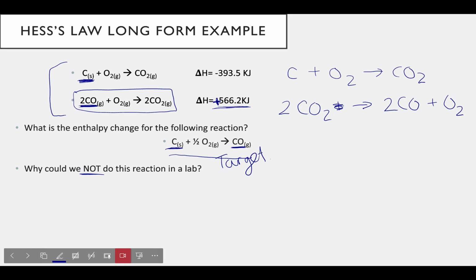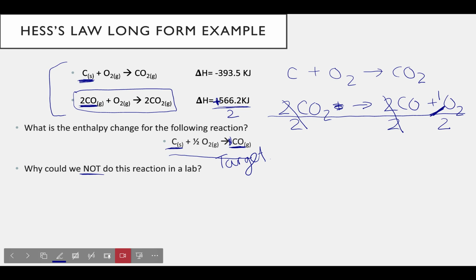Now, from here, I want to, again, take a look at my target, and my target equation only has 1 mole of carbon monoxide. So to get that, I'm going to divide this whole equation by 2. So divide everything you see by 2, and if you divide the equation by 2, you have to divide your delta H by 2. So the 2's here will cancel, the 2's here will cancel. Here we'll be left with a half.